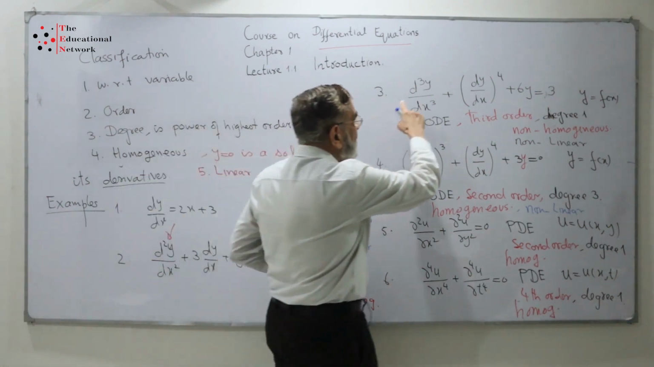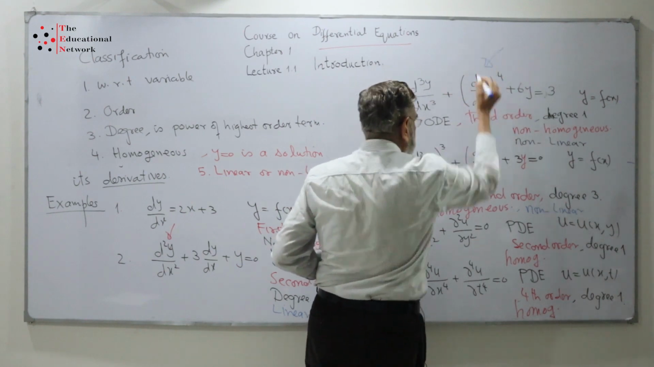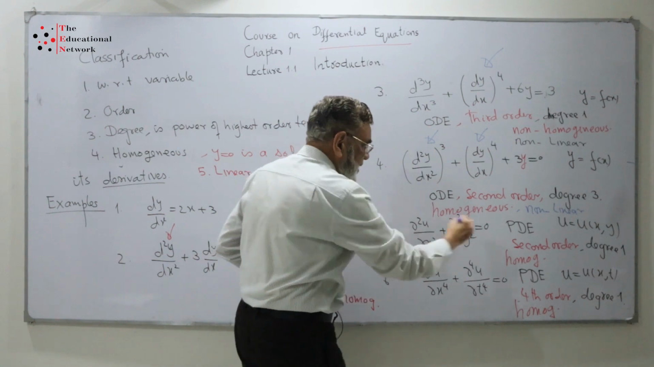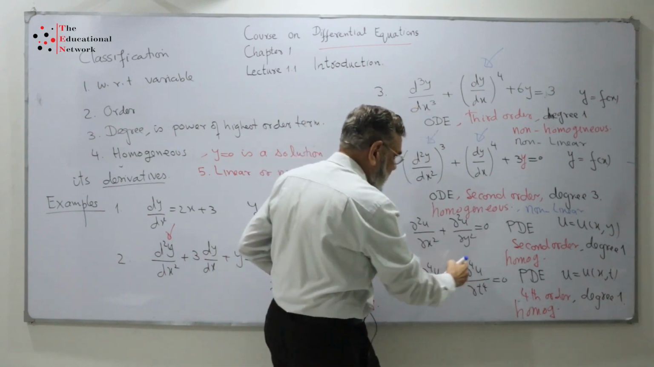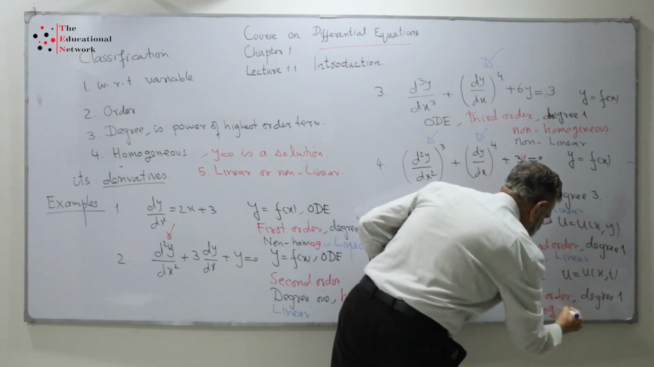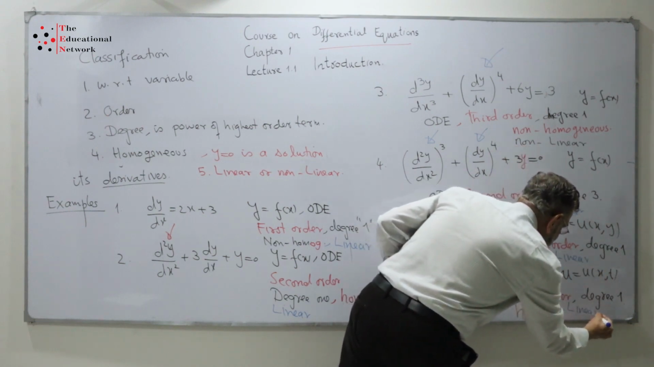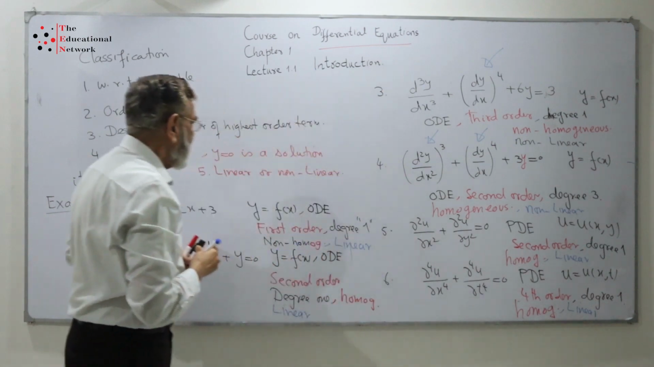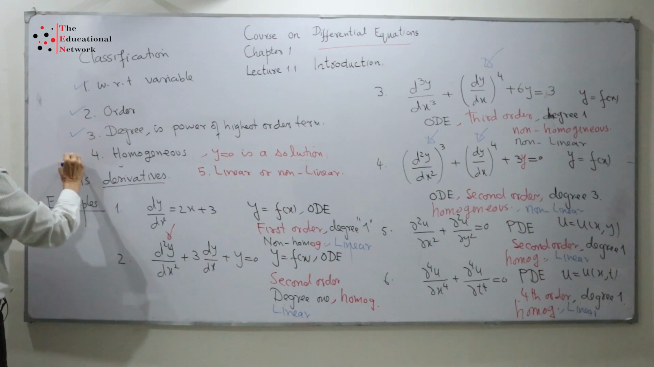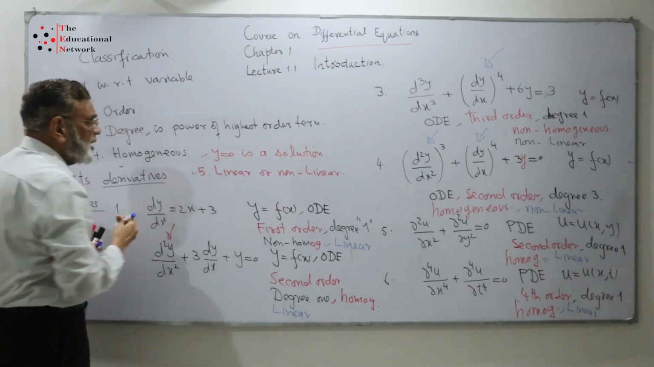Here we have seen the degree is changed, so this becomes nonlinear. This is also 3 and 4, nonlinear. And these are also linear because the degree of u is 1. We say this is also a linear partial differential equation. So we have the classification with respect to variable, order, degree, homogeneous, and linear and nonlinear.